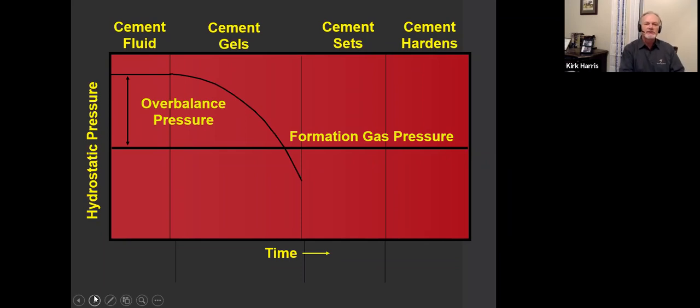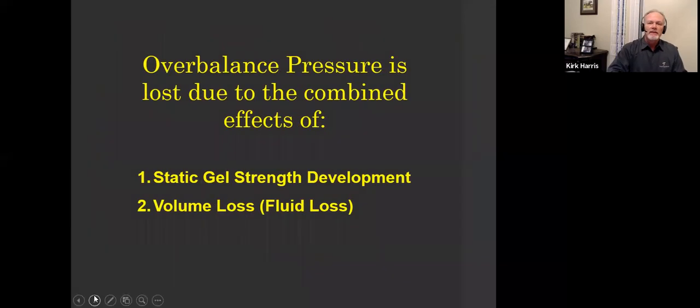And fluid loss, or volume loss, and gel strength are very important. That's a key reason why we test the transition times in gel strength, that time from 100 to 500, and why we test and why we need fluid loss. The overbalanced pressure is lost due to the combined effects of static gel strength and fluid loss. That's the main reason we want to test for fluid loss. Except in air drilled holes, I'm never concerned about dehydrating the cement.